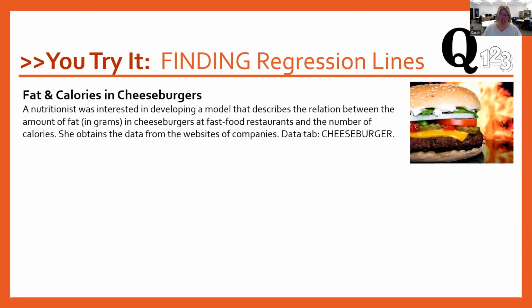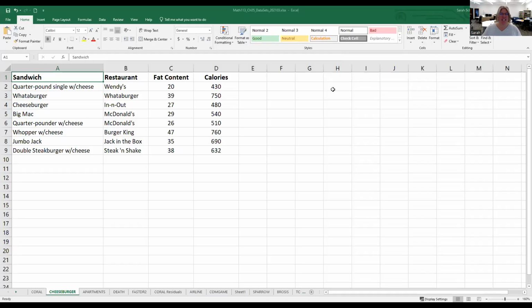A nutritionist was interested in developing a model that describes the relationship between the amount of fat in grams in cheeseburger at fast food restaurants and the number of calories. She obtains the data from the websites of companies. So I'd like you to go ahead and answer those questions that are on your notes. You'll need to go back over to Excel, and you're looking for the data tab called cheeseburger. All right, this is the data set that you should be looking at in Excel, and I'd love for you to go ahead and pause the video and give these a try.